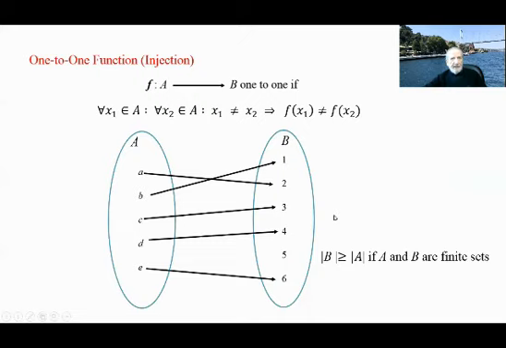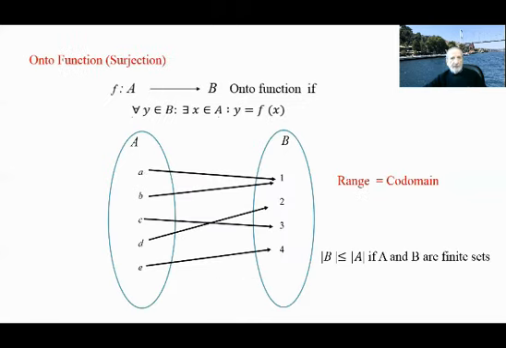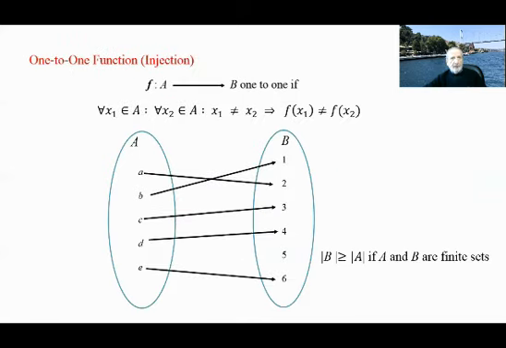Here's another kind of function. It's a one-to-one function. It's called also injection. The other one is called surjection. This one is called surjection. This one is injection. It's a function from A to B whenever x1 and x2 in A are different, their images are different. In this situation, the total number of elements in B is greater than or equal to the total number of elements in A, if A and B are finite sets.